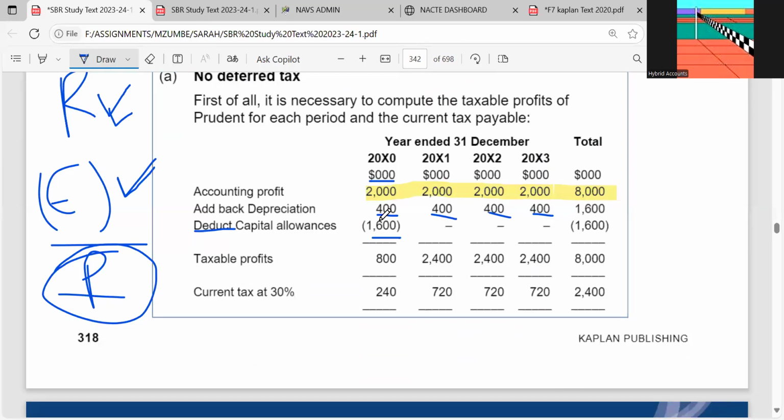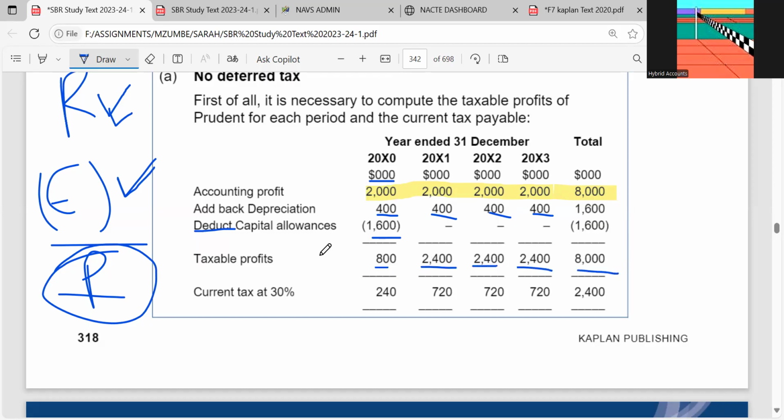Like you saw here, it's the same with this one, but just the timing is different, right? The amounts are reflected in different years. Okay, the total figure is also here. So you adjust now 2,000 plus 400 minus 1,600, you get 800 here, 2,400 here, 2,400 here, and 2,400, the total of which is this one.